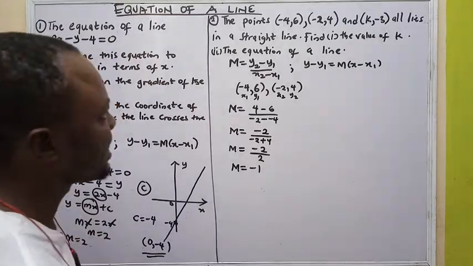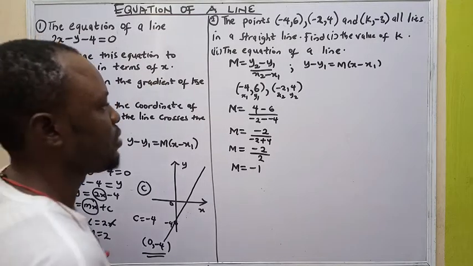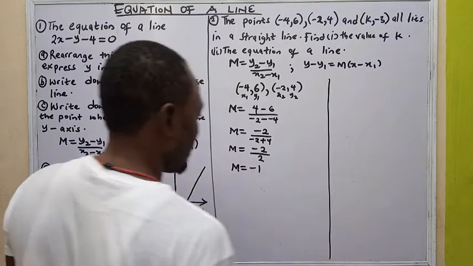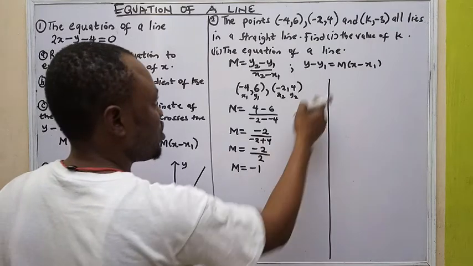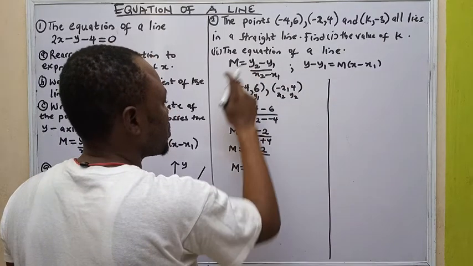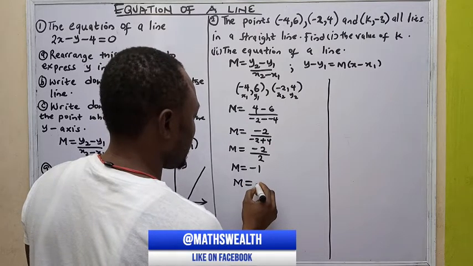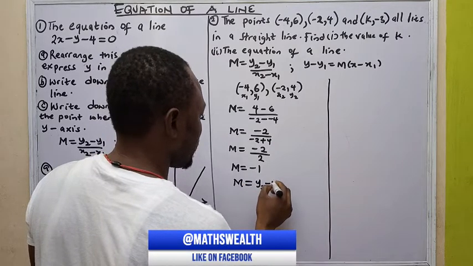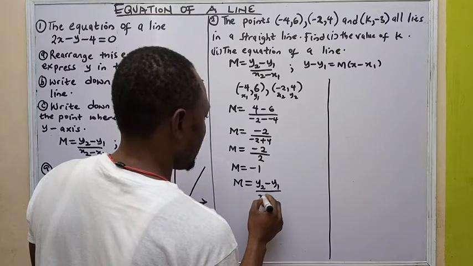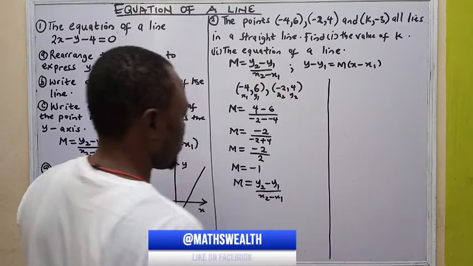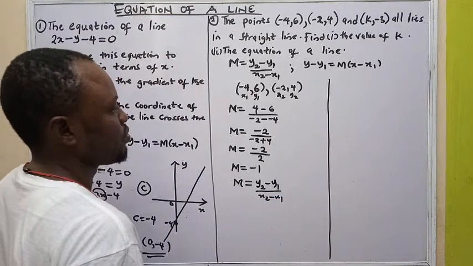So my gradient is minus 1. Now I want to find the value of k. So I'm going to use this same equation, m equals y2 minus y1 over x2 minus x1. Well, what am I going to do?